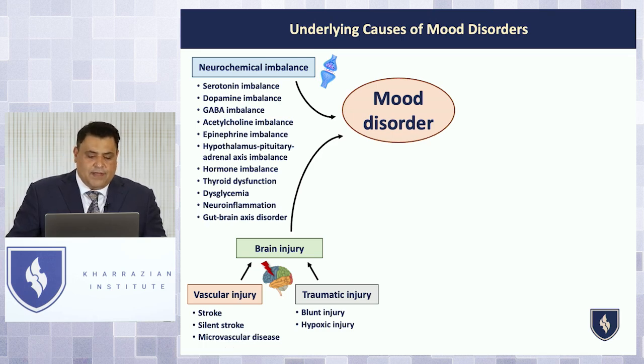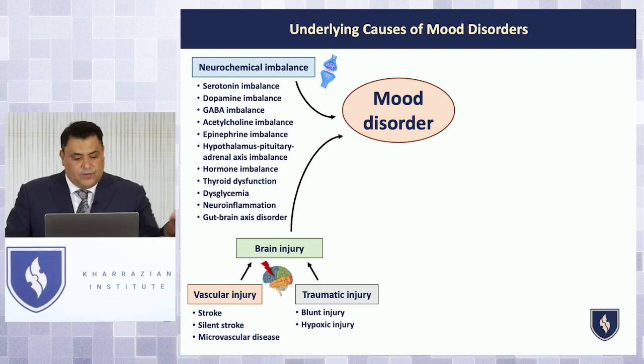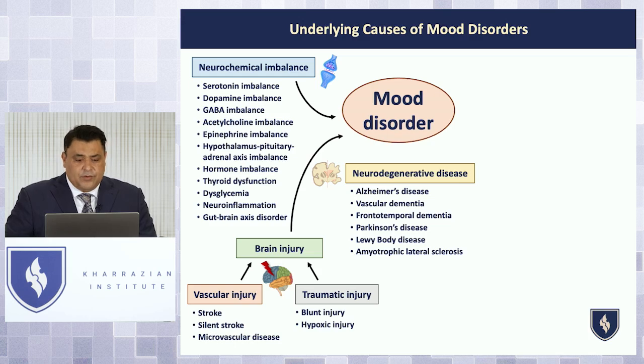And the injury could have happened 5 years, or 10 years, before their symptoms. People have vascular injuries, people have silent strokes. If it impacts their limbic regions, then they can have a mood disorder. Then people have neurodegenerative diseases. So neurodegenerative diseases can definitely play a role with mood disorders.